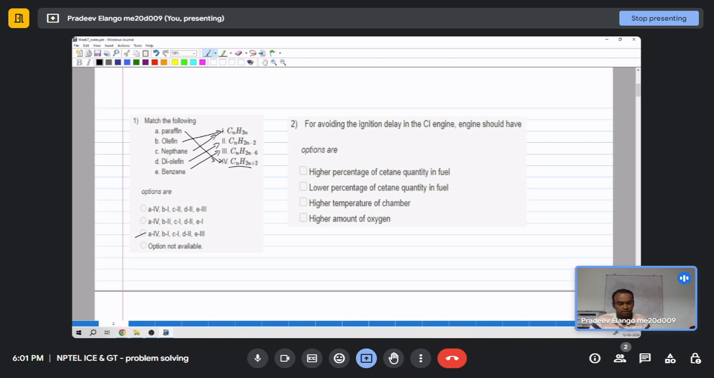Next, for avoiding the ignition delay in a compression ignition engine, it should have a higher percentage of cetane quality, lower percentage of cetane quality, high temperature of chamber, or higher amount of oxygen. With respect to cetane quality, the cetane number should be higher to reduce ignition delay. The high temperature of the compression chamber will lead to lower ignition delay, so this is higher. And more oxygen presence will also ensure that the ignition delay is lesser.